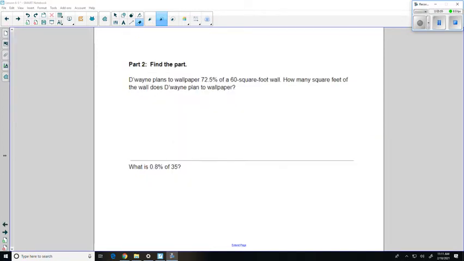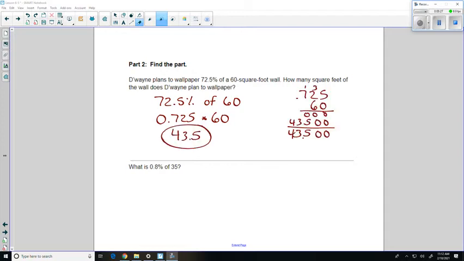All right, now we're going to be looking at a slightly different way. It says Dwayne plans to wallpaper 72 and 5/10% of a 60 square foot wall. How many square feet does he plan to wallpaper? So I just need to change this to decimals. Groups of is multiply. Very simply, we have 725,000 times 60. Having done that calculation, I find it's 43 and 5/10 square feet.